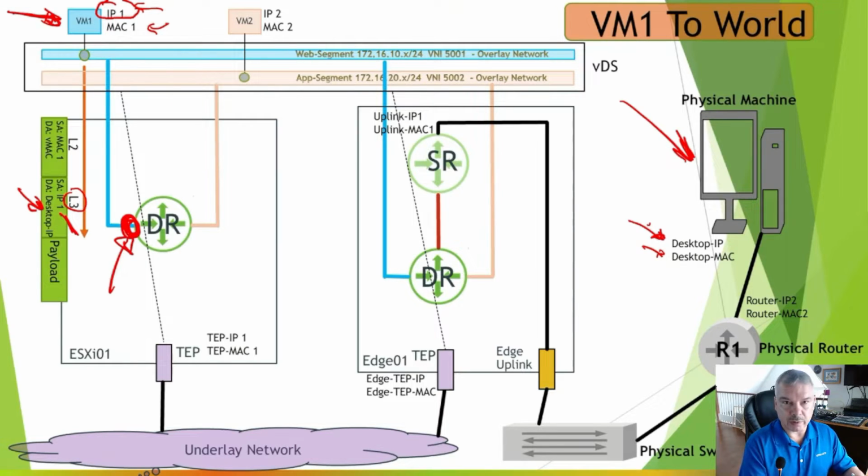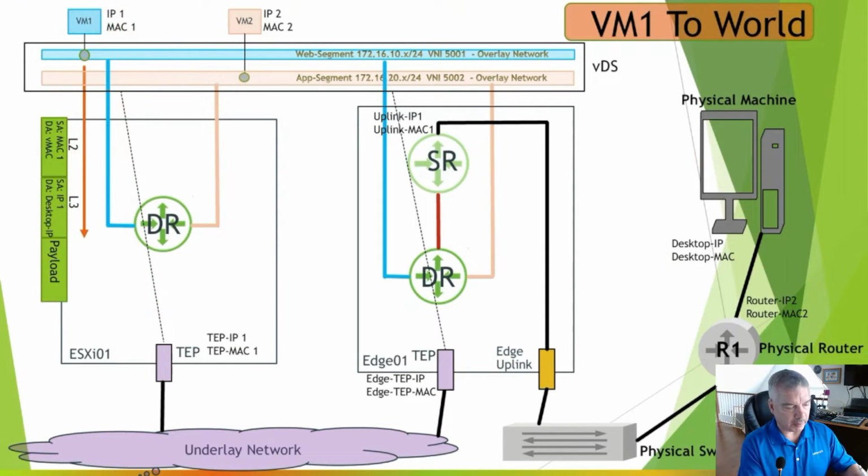So that's where the layer 2 stuff comes in. The source MAC will be the MAC address of the VM, which we see right here. Source MAC is MAC 1. And then we see the destination MAC is the VMAC of that distributed router. Okay? So that's what it would look like in the payloads. So it's going to send it out to that interface.